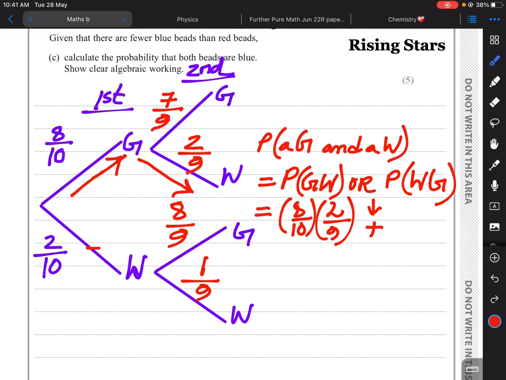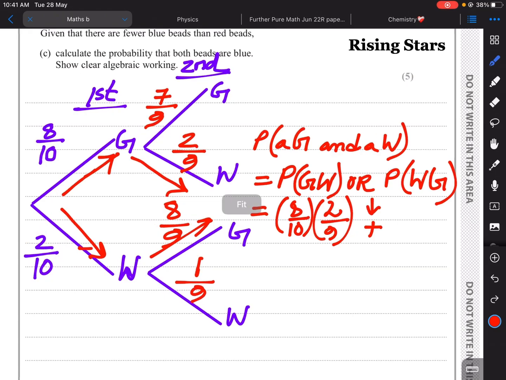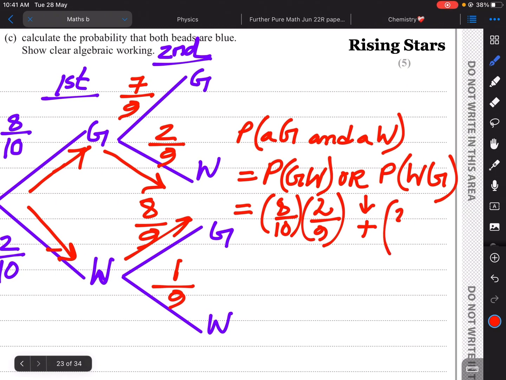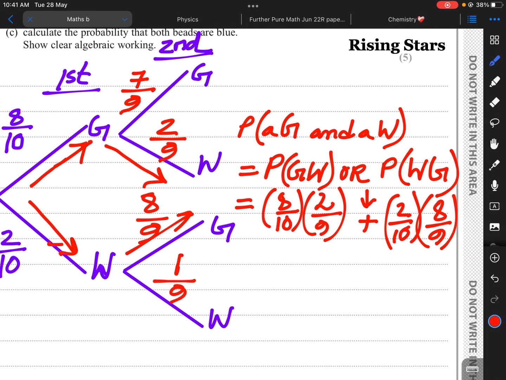WG কোত্থেকে আসে? W and then G, এই রুটটা। So that is 2/10 into 8/9. So let's write it down. 2/10 into 8/9. Alright, so let's quickly solve this out. We have 16/90, and over here we also have 16/90. Right?